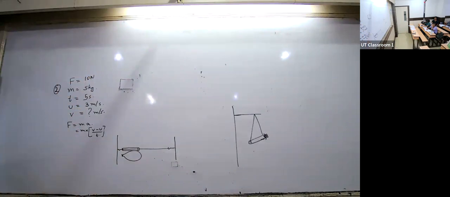ठीक है? I know force is how much? 10 Newton. Mass is how much? 5 kg. What is the initial velocity? Sorry, what is the final velocity? I need to find that. Initial is 3, time taken is 5 seconds.